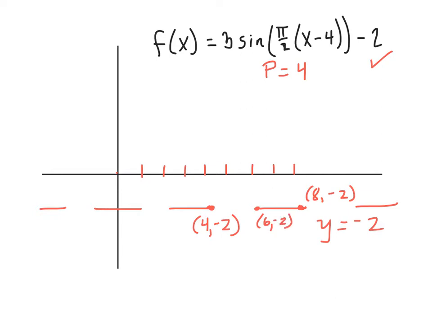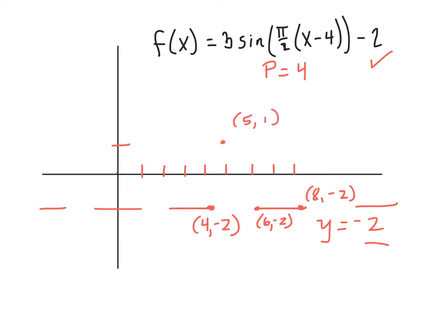Now, all we have left to do is determine the maximum and minimum values and what happens first. Because our A value is a +3, we know that we're going to go up to our maximum value first after our initial point of 4, -2. We want to take 3 and add that to -2, which would allow us to see that we're going to have a maximum value at 1. It would be halfway between 4 and 6, or at 5. So at 5, 1, I have my maximum.